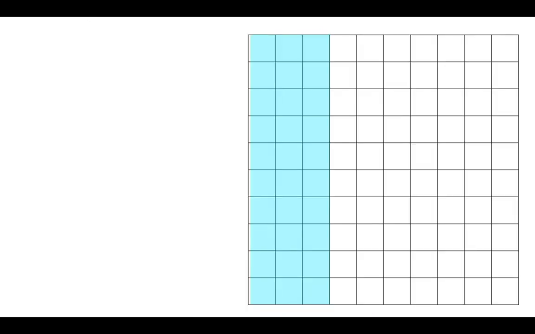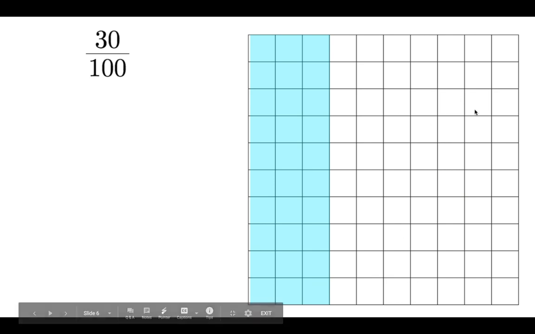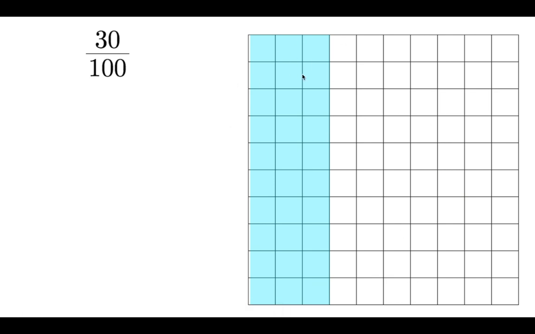But this picture represents 30/100ths. I look at my denominator as 100. That means my whole is broken up into 100 equal pieces. And 30 of those pieces are shaded. If I want to represent this in tenths, I could say that this is 3/10.